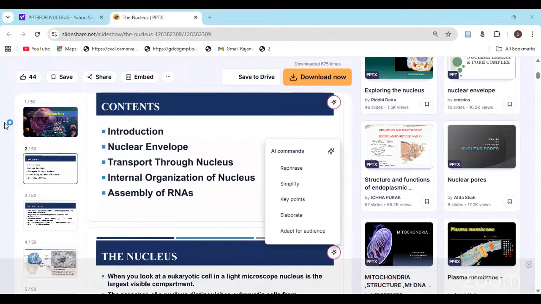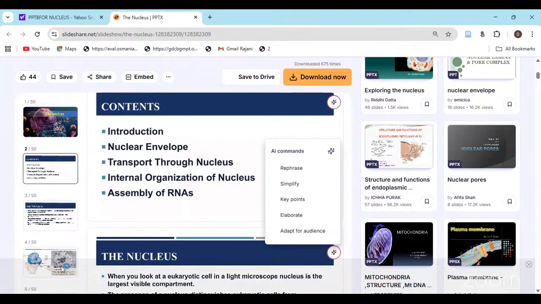Next, the size and shape of the nucleus. Usually, the shape of the nucleus is spherical, or sometimes oval, but it can be discoid or irregular in shape. It typically occupies about 10% of the total cell volume. This is the introduction. What is the ultrastructure?